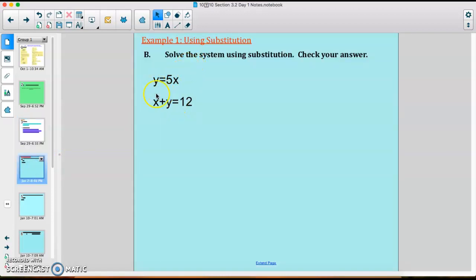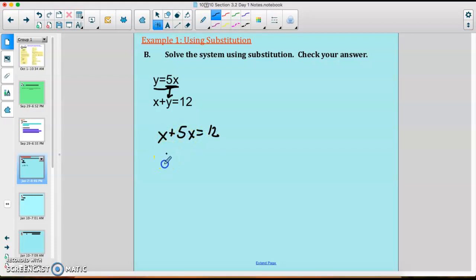Alright, so here we need to solve by substitution. So this one is already solved for y, right? Y is all by itself. So we're going to take this 5x right here, and we're going to substitute it for y. Since y and 5x are the same thing, we can switch it out. Okay, we can substitute it. So we're going to plug in 5x instead of y, and we get x plus 5x equals 12. Okay, now x plus 5x would be 6x equals 12, and so x equals 2. Okay, we got 1/2 of our coordinate point.